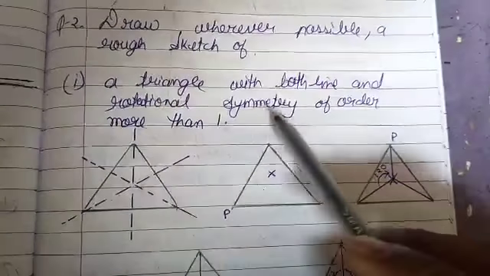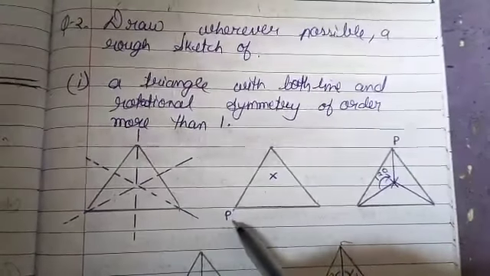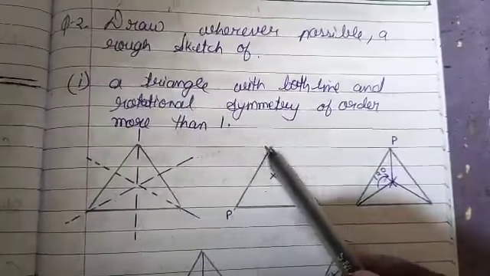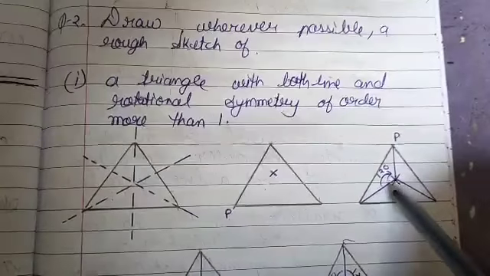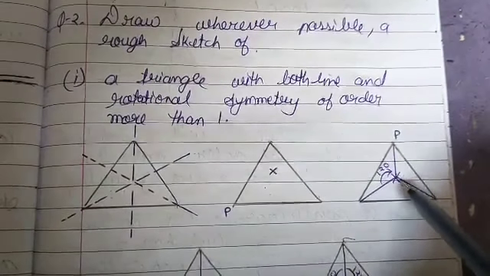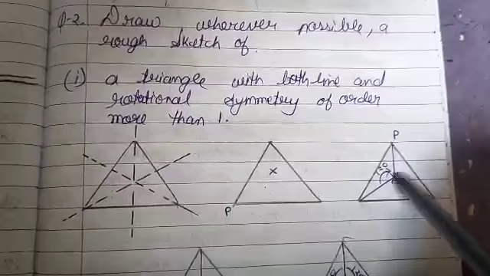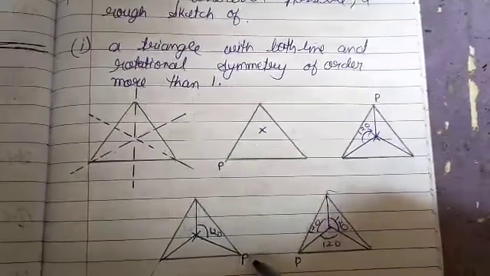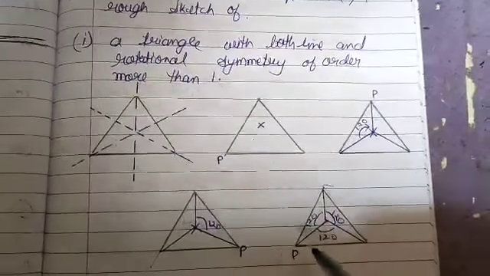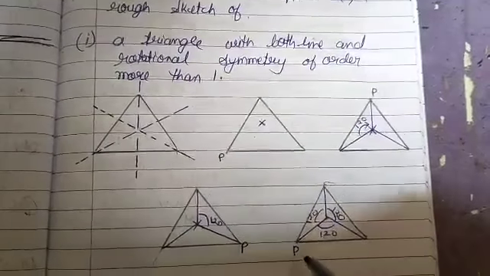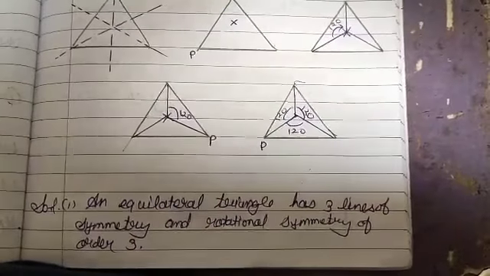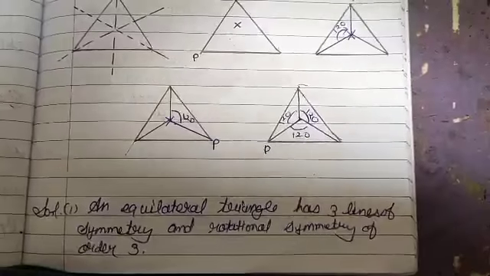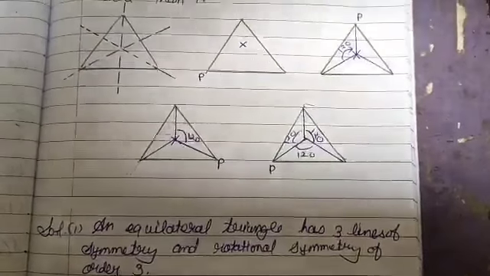And for the rotational symmetry, take for example, I have written P over here. When we rotate, in the first rotation the P will come over here, and each time, see here, 120 degrees is given. Then when we rotate one more time, the P will come down, and in the third rotation the P will come back to its original position. So here also we get three rotational symmetries. So we can say that an equilateral triangle has three lines of symmetry and rotational symmetry of order 3.